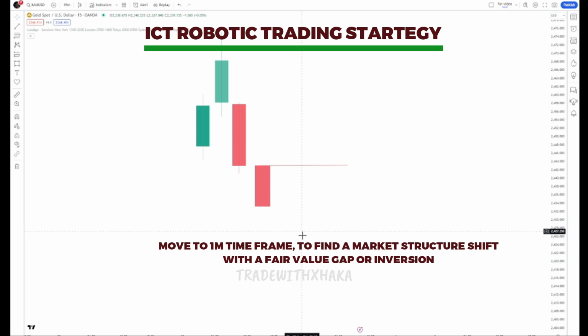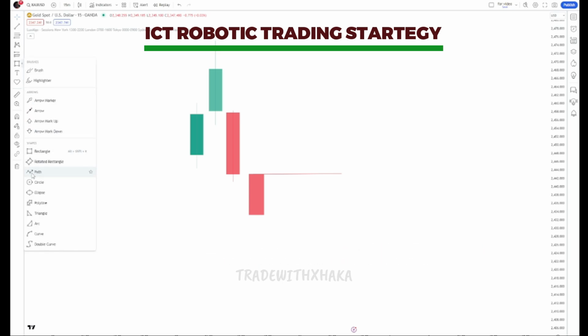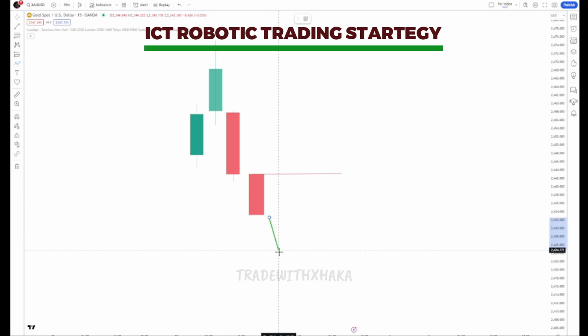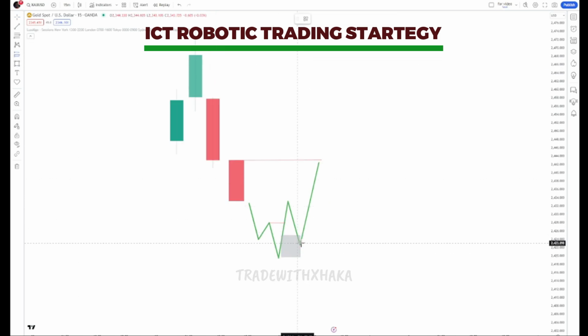Look for a market structure shift with a fair value gap or fair value gap inversion. So this is what we'll be looking for in our 1 minute time frame. Does that make sense? This is the last lower high, the recent lower high, and it was broken by this. Luckily for us, we have a fair value gap here. So let me mark it out. If you have a fair value gap here, this will be our entry.